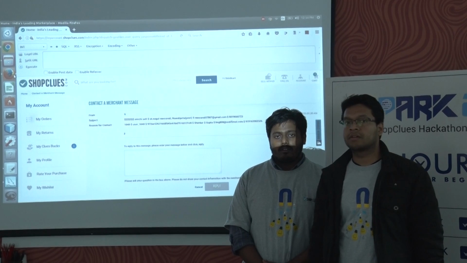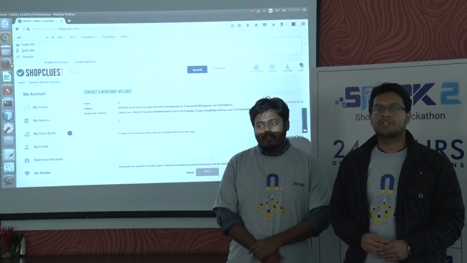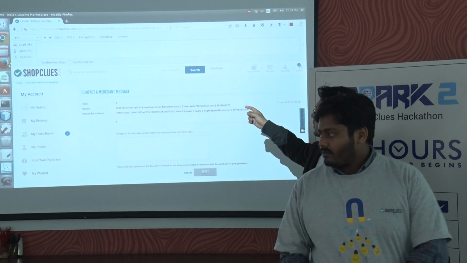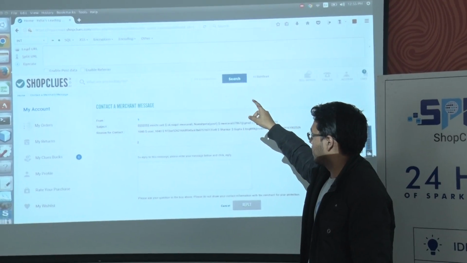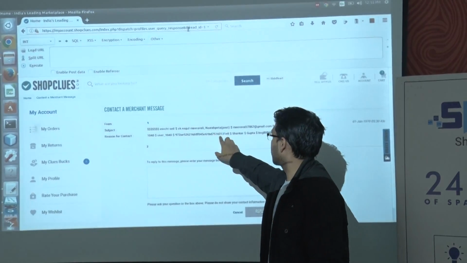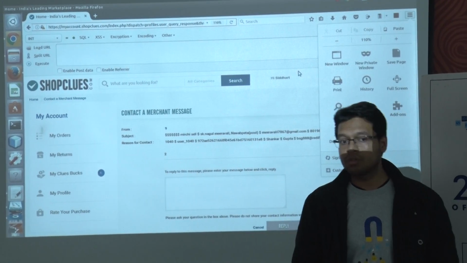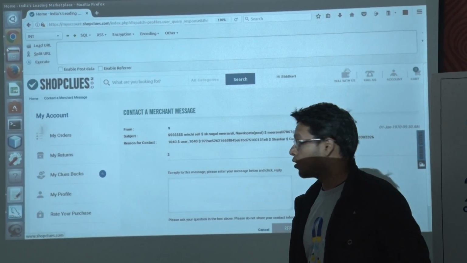Our product is SQL Therapy. It is basically for the prevention of SQL injection that happens in most apps. One sample example is my account at ShopClues.com. When SQL is injected, it fetches sensitive data like passwords, usernames and email IDs, which should not happen. So we'll show you a demo of what our application does.